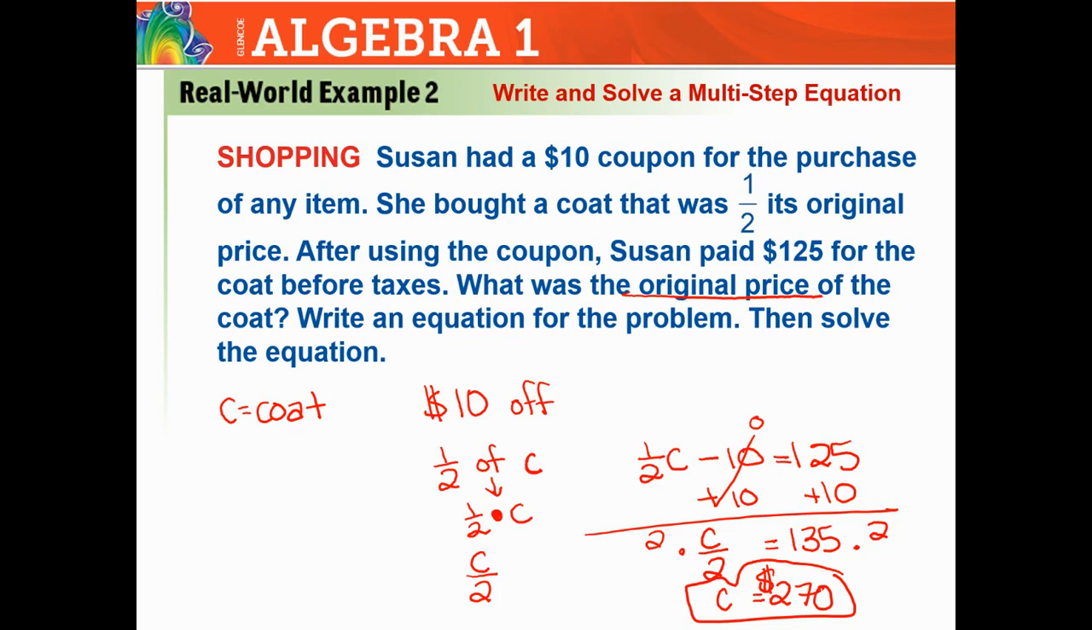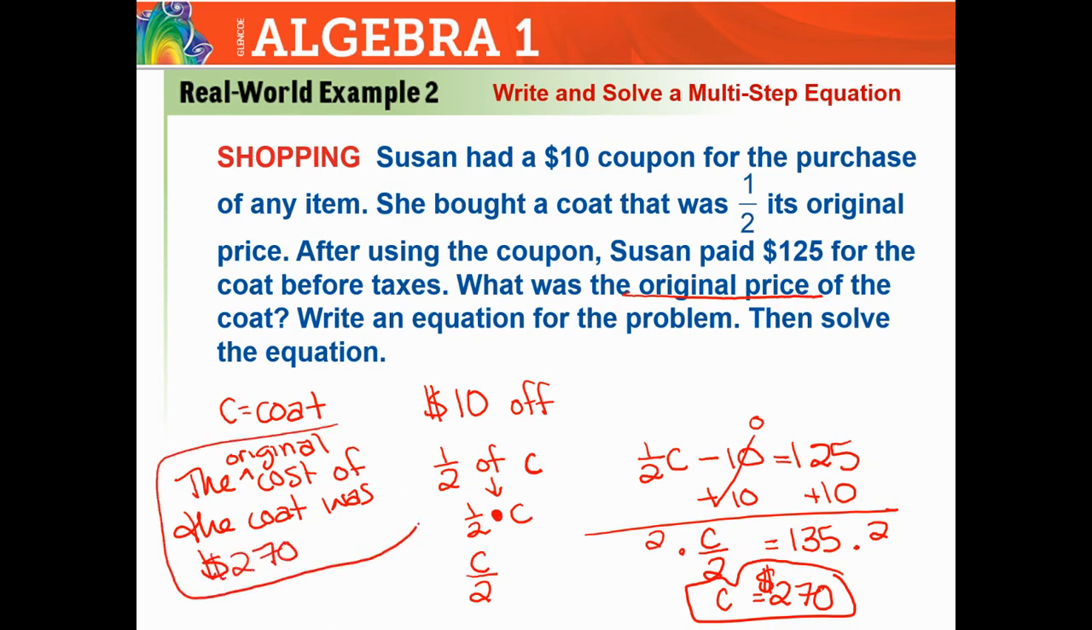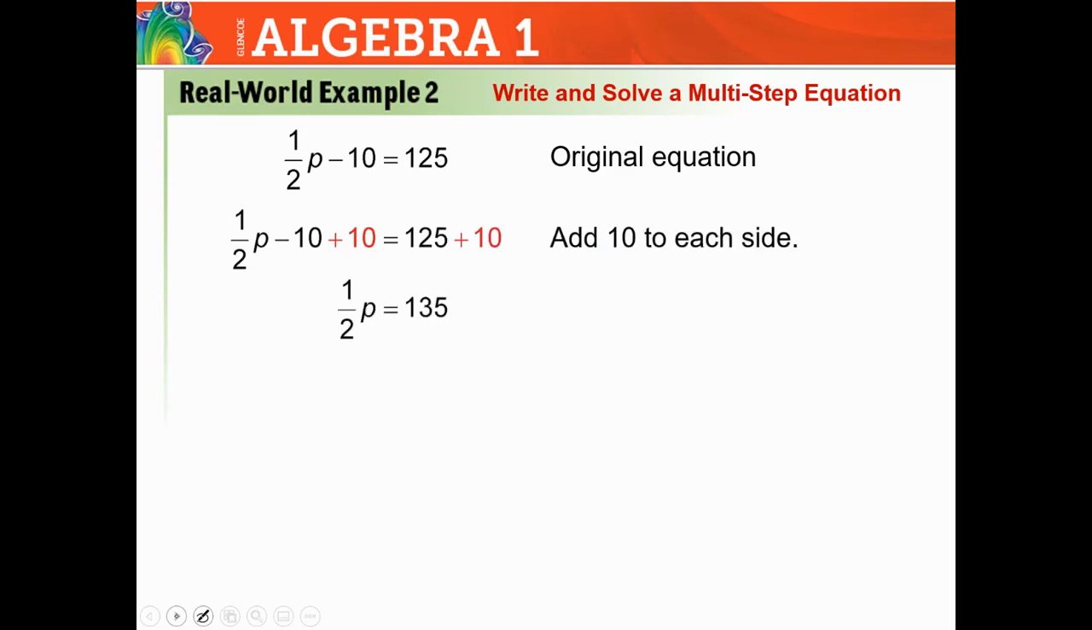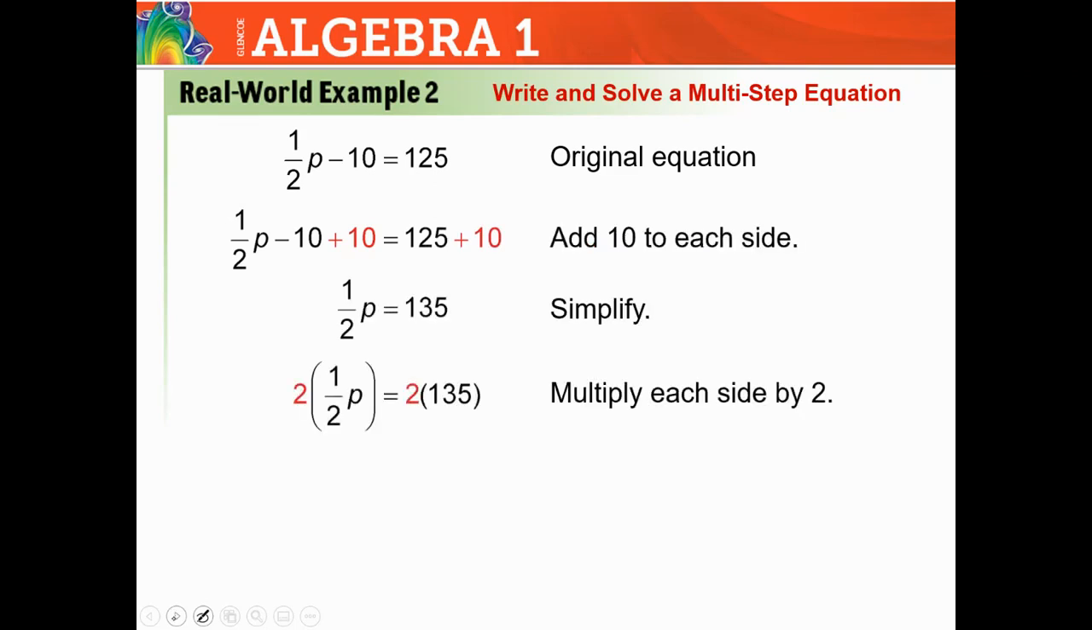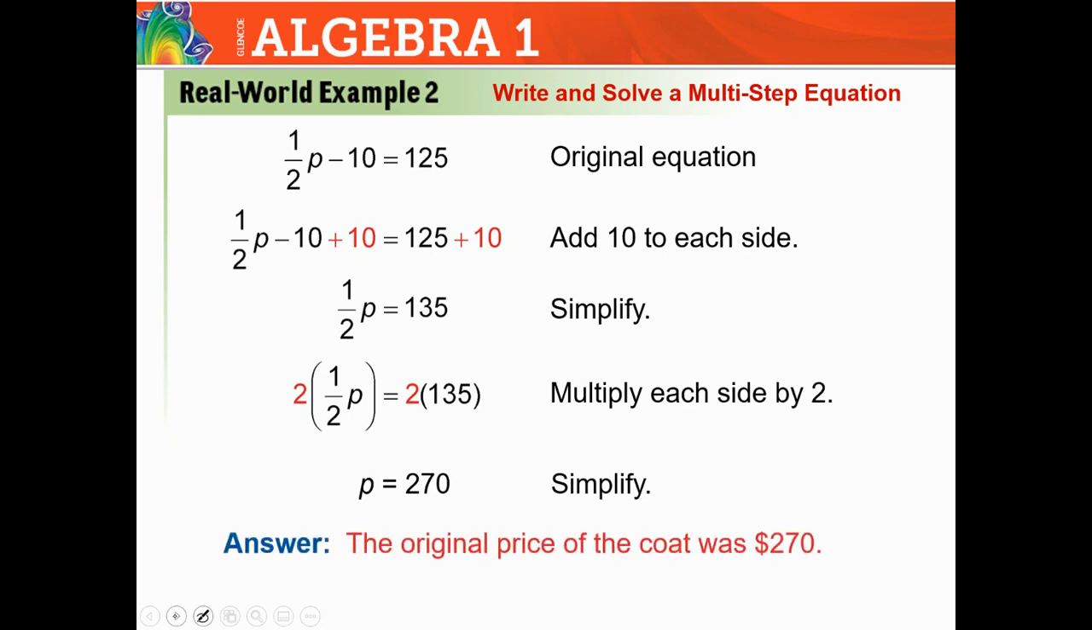Now that we have our answer, I do want you to write the original cost of the coat was $270. That's our answer. Since it's a word problem, we need to give context to our answer. Looks like they did what we did, and they got the same answer. And notice how they wrote the original price of the coat was, just like we did.